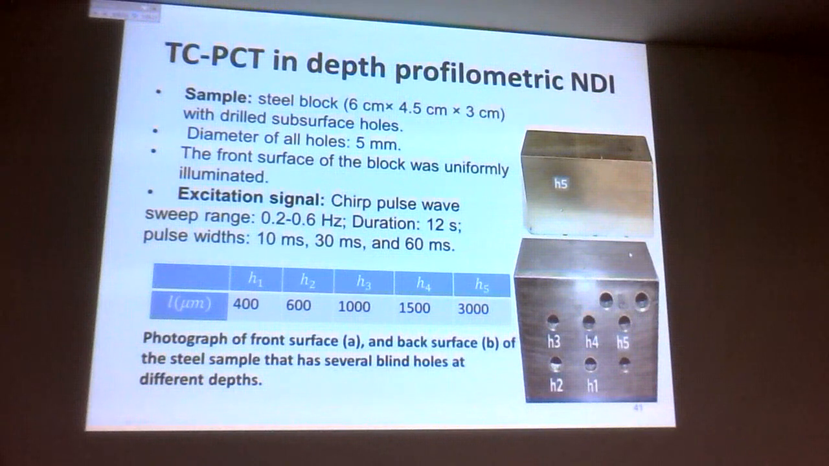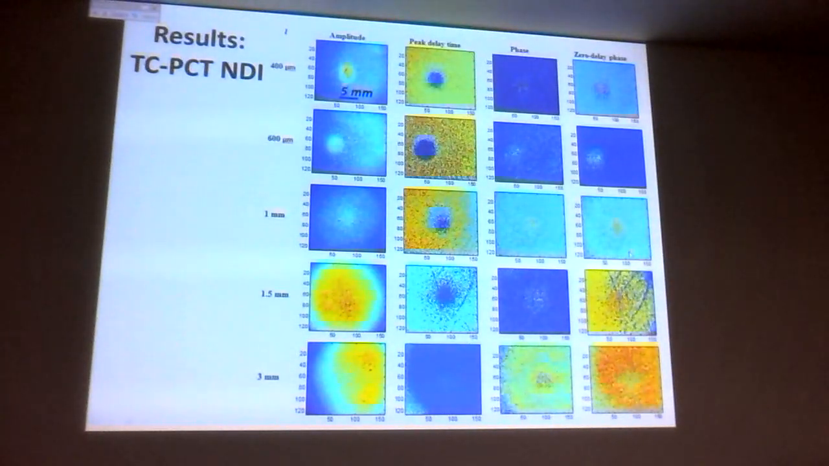Let me say, I did not say much about it yet, but all I'm saying is I'm showing you some of the first examples of this. We took the same block and we drilled holes in the back. We have H1, H2, H3, H4, H5, and we added some other holes that are deeper too. So we have 5 holes. This is 300 microns. So the front surface, back surface are the holes below there. With excitation chirp, from 0.2 to 0.6 hertz, duration 12 seconds, pulse widths 10 milliseconds, 30 and 60 milliseconds. Typical. So these are the results of the non-destructive imaging for truncated cross-correlation.